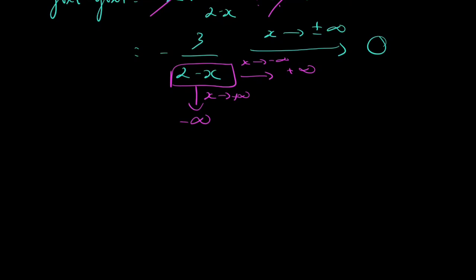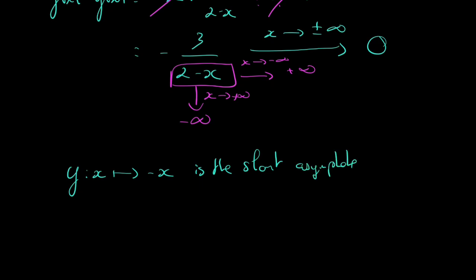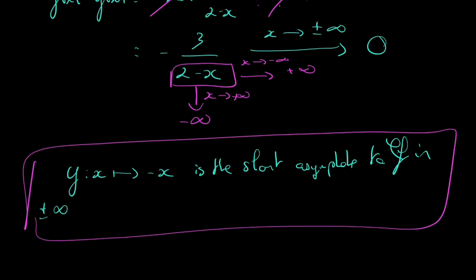And so we say it: y, that given x gives back minus x, is the slant asymptote to Cf in plus and minus infinity. And we have solved our question.